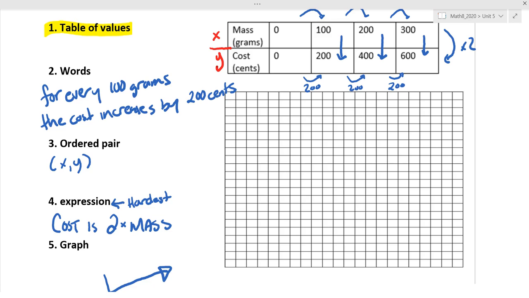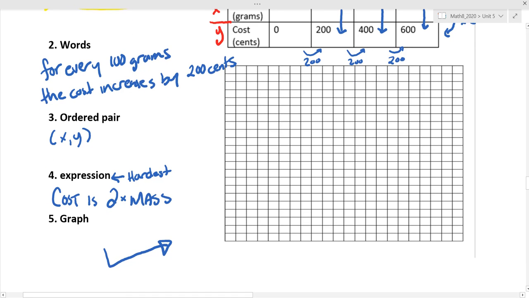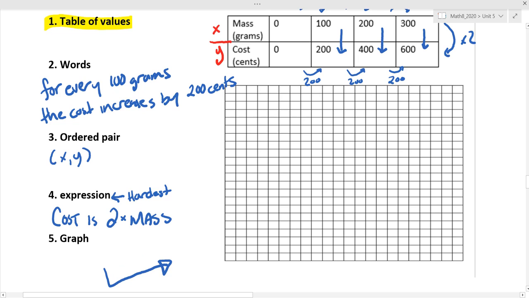So looking at our table, our x-axis is going to be mass. So I'll write down mass here inside of grams, right? And that means on the y-axis, we have cost, and our units here are cents. Okay? So once we've decided what goes on what axis, we need to determine our spacing so we can plot our data.